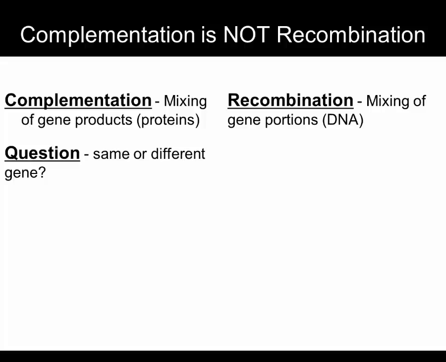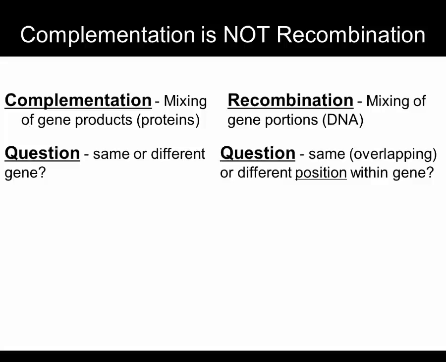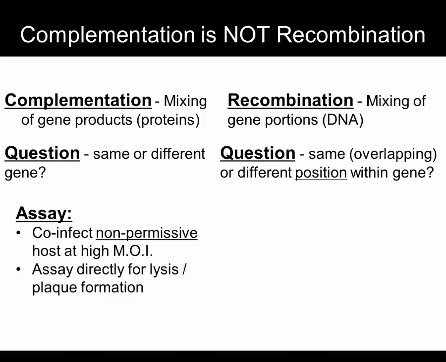Complementation answers whether two mutations are in the same or different genes, while recombination tells you if the mutations are in the same/overlapping or different positions within the gene. And if they are in different places, it'll help you map the relative positions. To perform a complementation test, you infect the non-permissive host at a high MOI and look directly for lysis/plaque formation, which is indicative of a successful complementation.